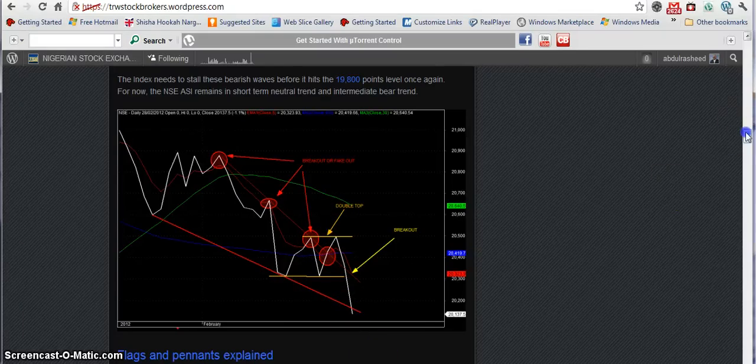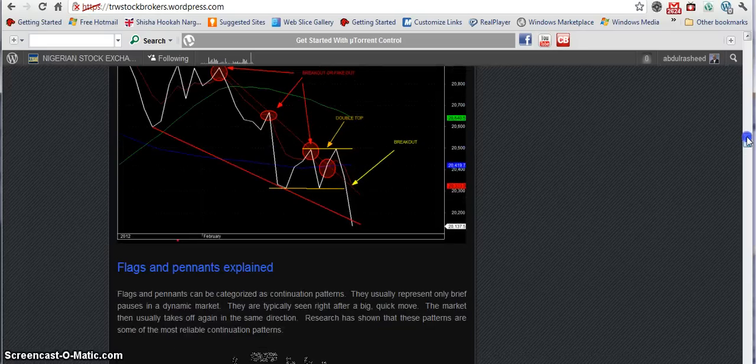Now let's go to the chart. And I explained what those charts were about. I call it flags and pennants explained. I did say flags and pennants can be categorized as continuation patterns. They usually represent only brief pauses in a dynamic market. They are typically seen right after a big quick move. The market then usually takes off again in the same direction. Research has shown that these patterns are among the most reliable continuation patterns.